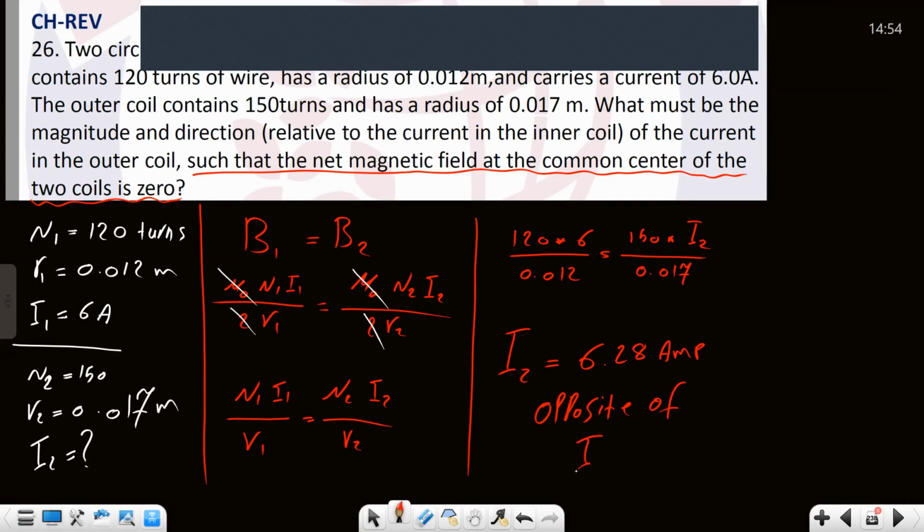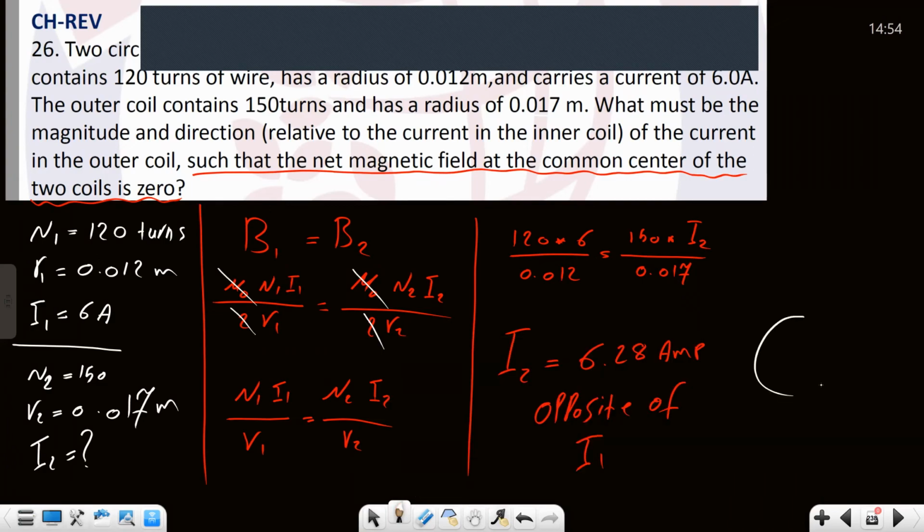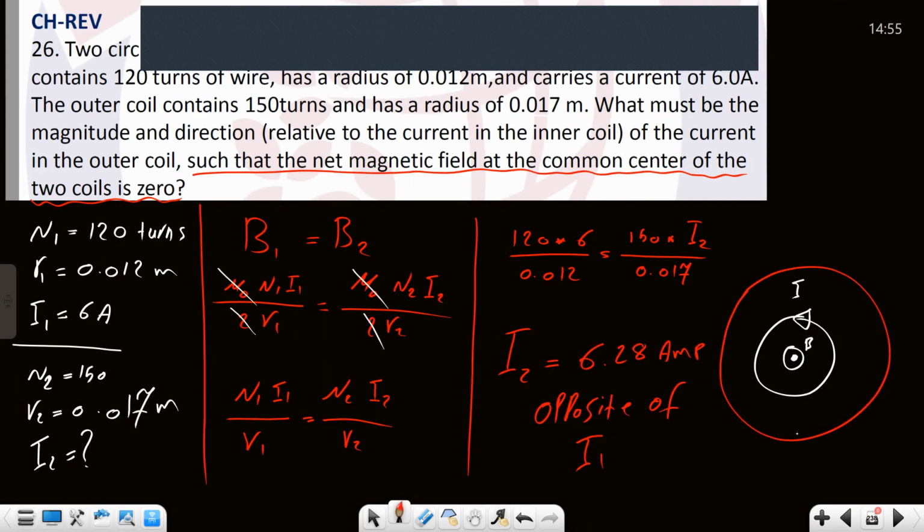Why? Because we already know that if you have a coil with current going in that direction, in that case the direction of the magnetic field is out. That's the direction of the current, that's the direction of the B, if it is the inner one. The outer one, we can have a coil and a direction of the current which is opposite to that one. It should be in that direction, which is opposite. That's going to be I2, outer one. That's going to be I1, inner one.